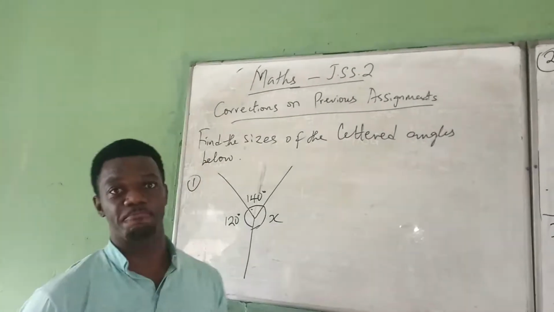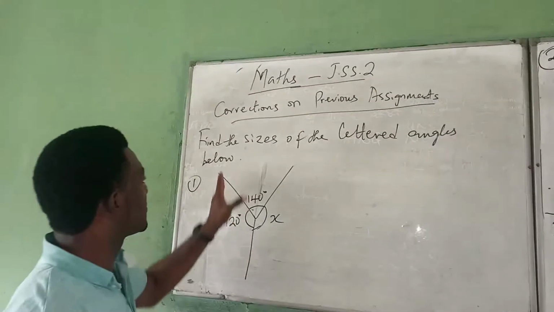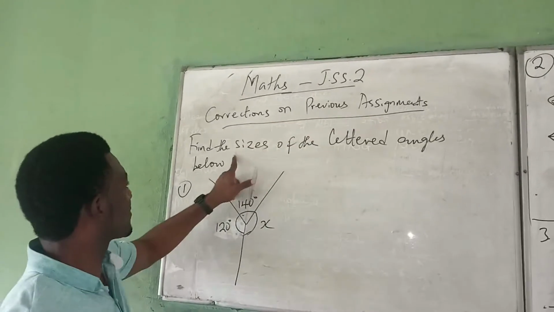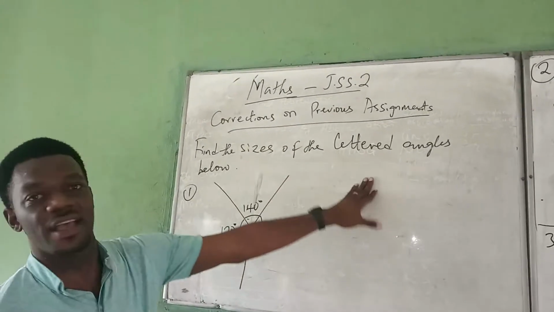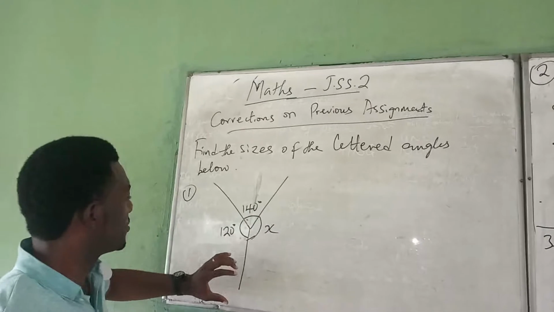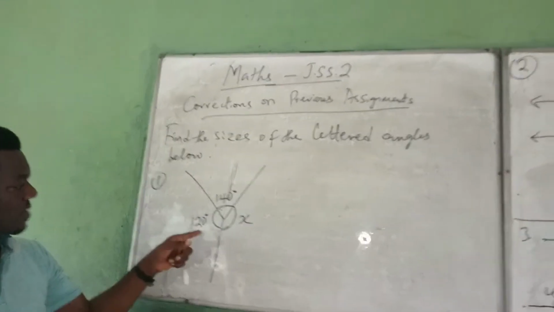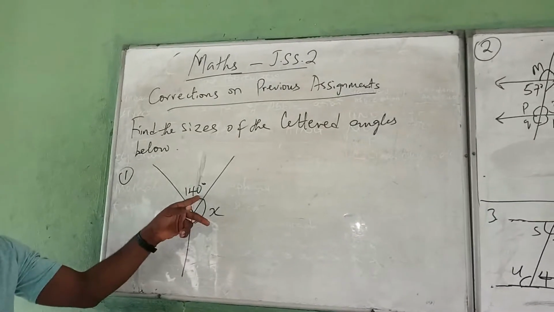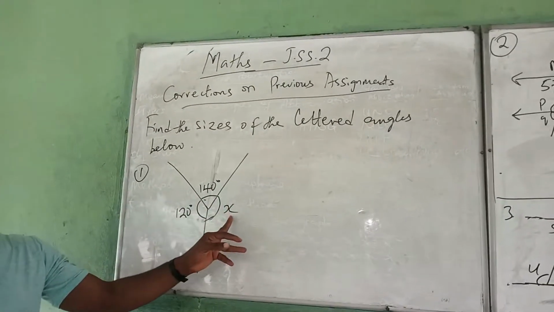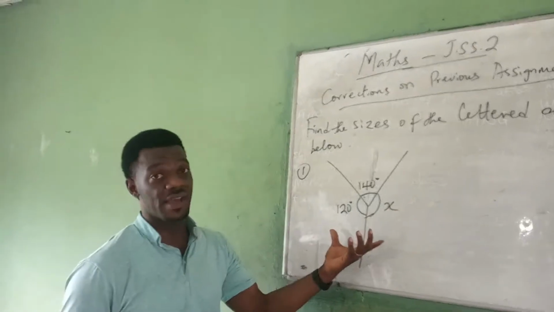Now, looking at the board, see the corrections on the previous assignment. Find the sizes of the letters of angles below. Look at this figure here. We have 120 here, we have 140 and 140, and we have x. So we are going to find x.